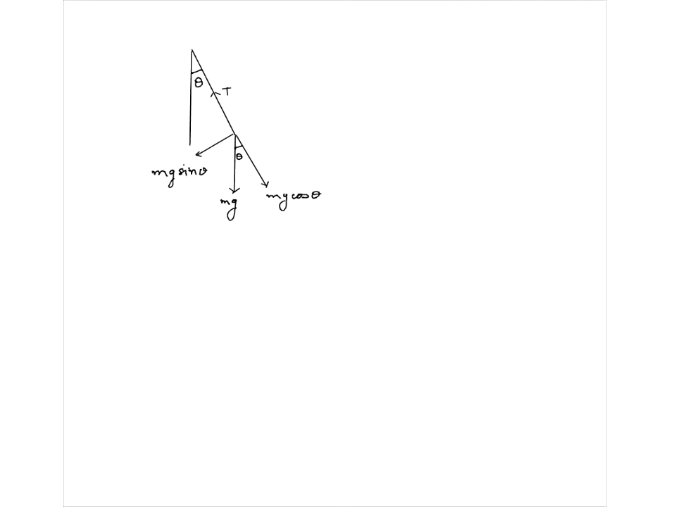That's right. When the speed is 0, then you don't have any centripetal force requirement. mv square by r is 0. And that happens at the extreme position, extreme right, extreme left. So in those positions, T balances mg cos theta. But everywhere else, T should be more than mg cos theta.